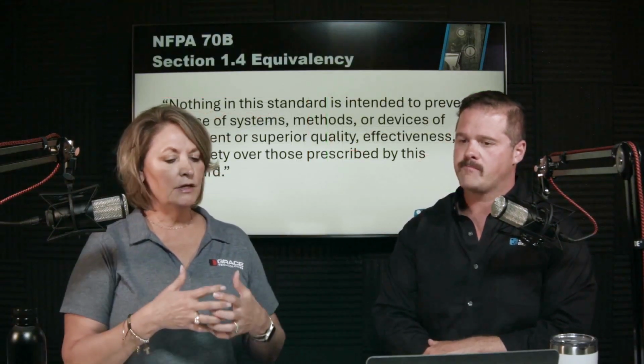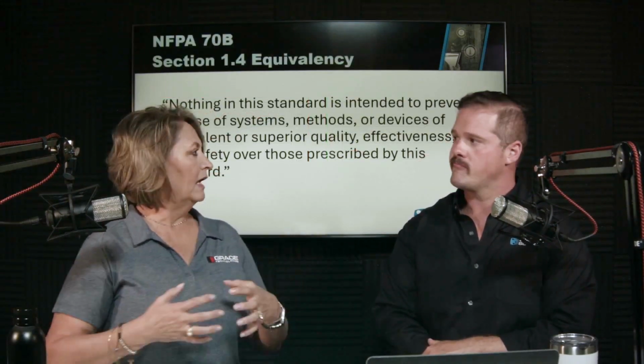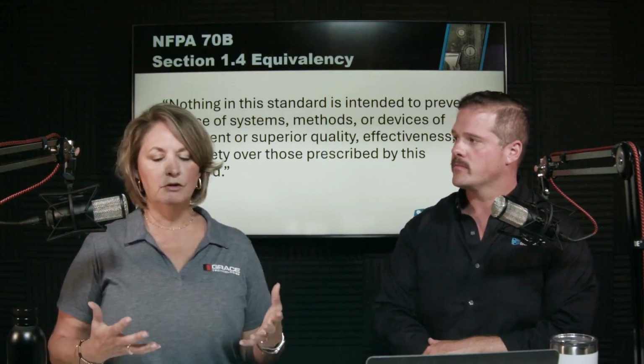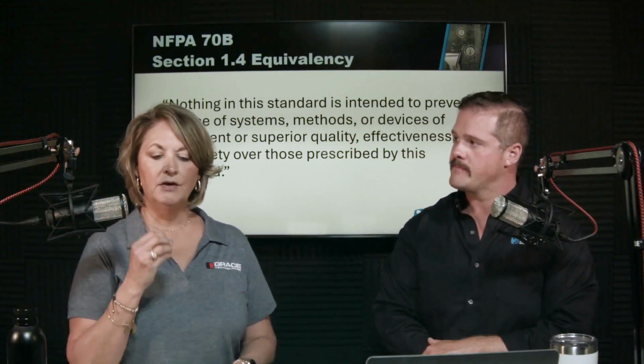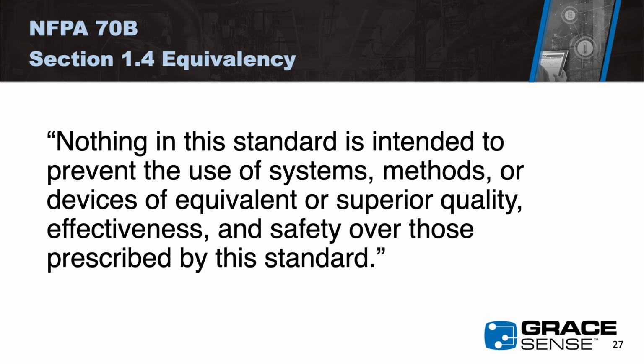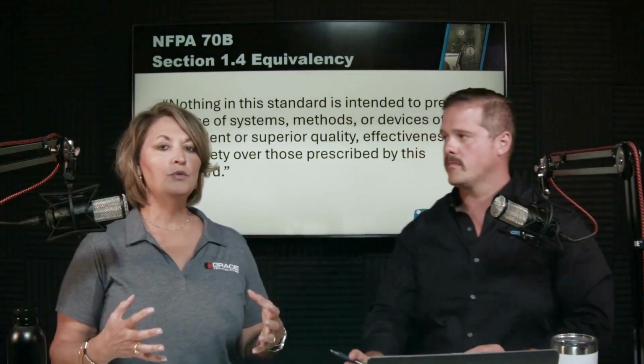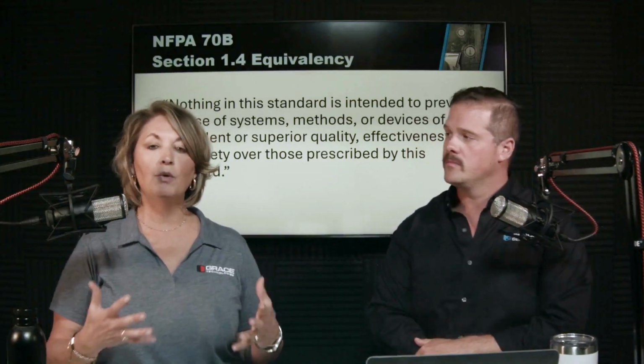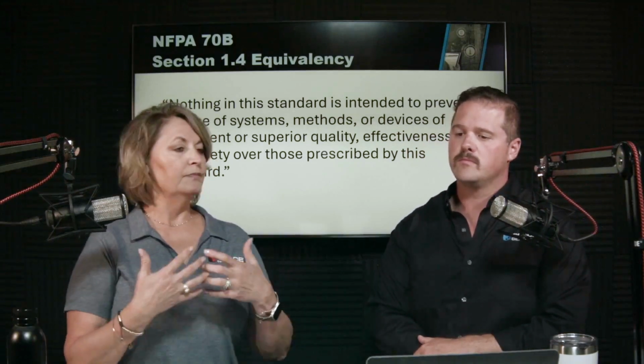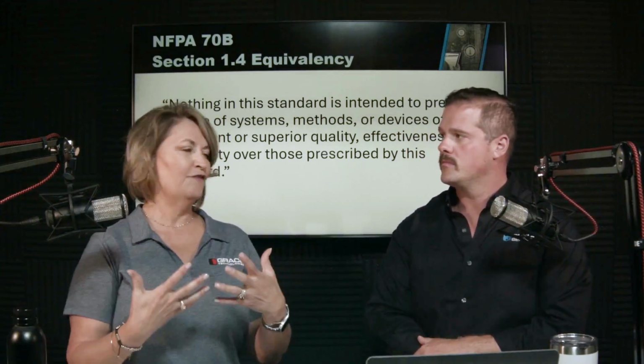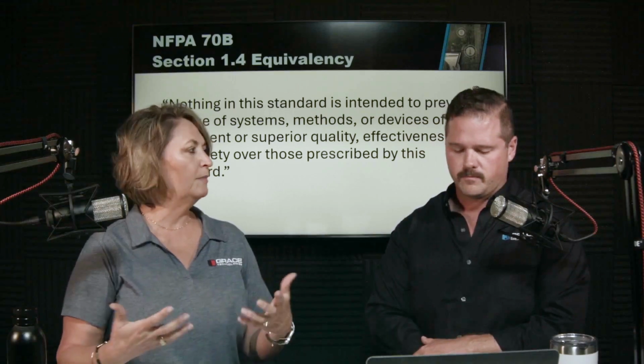And finally, 70B really, at the very first chapter, one of the first paragraphs, it speaks to that nothing in this standard is intended to prevent the use of systems, methods, or devices of equivalent or superior quality, effectiveness, and safety over those prescribed in this standard, which means they're very open to whatever your choice is to keep safety first, at the forefront of the electrical maintenance plan.